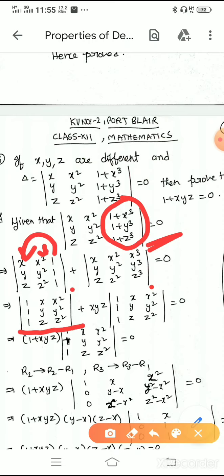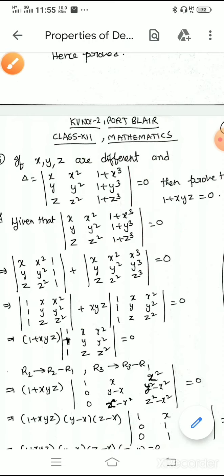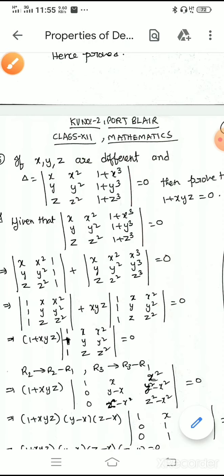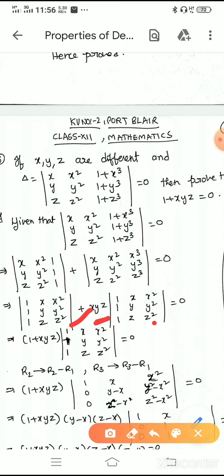This one, x is common in the first row, y is common in the second row, z is common in the third row. So x, y, z is taken common. Then 1 x square, 1 y square, 1 z square are left over as the elements in the determinant. So after that you see that this determinant plus xyz into the determinant, these two are same. So take the common thing, then you get 1 plus xyz into the determinant is equal to 0.